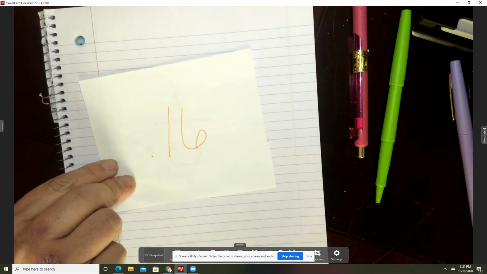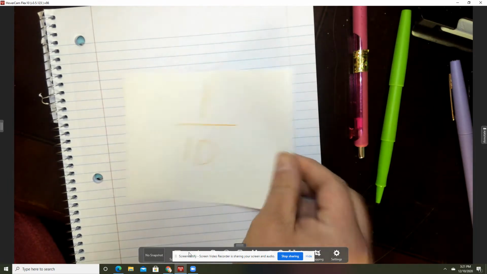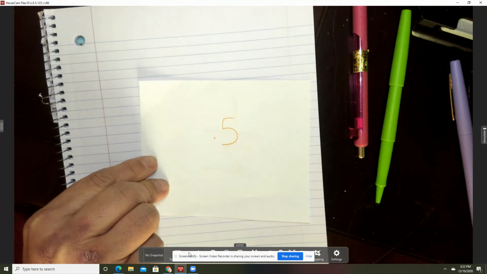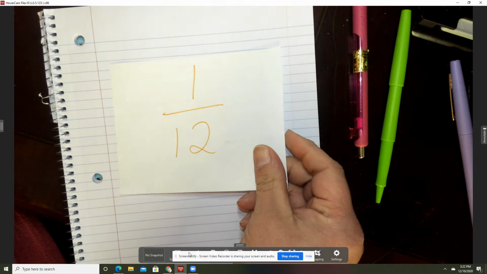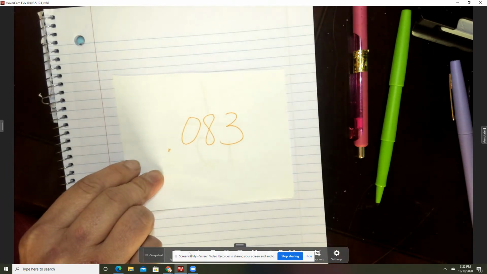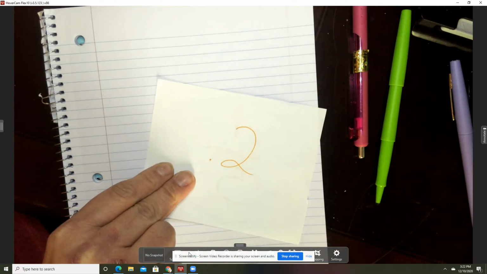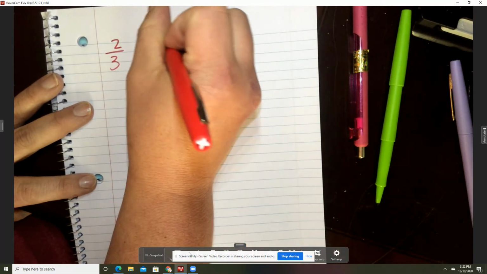1/6 is equal to 16 hundredths. 1/10 is equal to 1/10. 1/2 is equal to 5/10. 1/12 is equal to 83 hundredths. And 1/5 is equal to 2/10. Okay. All right. So let's go on and see how we can order these really quick.